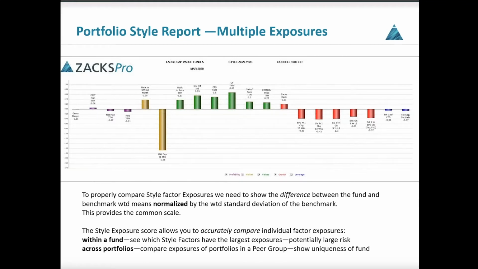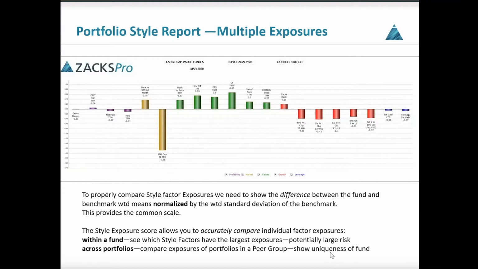Again, what this allows you to do is within a fund, you can see which factors have the most exposure, because think of style exposure as an exposure to risk. And you can see which factors a good chance of your forward-looking risk will come from. Another good use of this is if you're comparing portfolios. If you want to compare the same factor exposure across portfolios, this gives you an accurate measure to do that comparison within any individual factor.